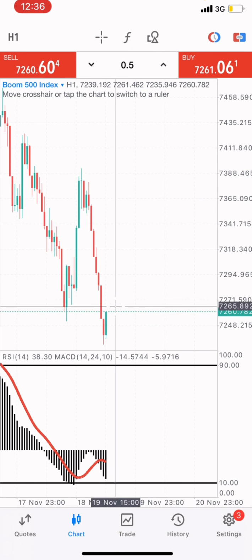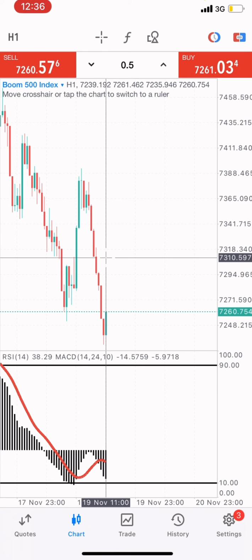So I'm going to be holding the market for too long, which I don't want to do. So I just want to scalp this market, take advantage of small price movement, then I'm out.